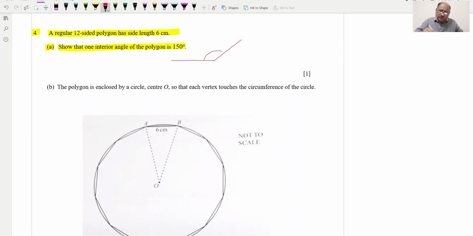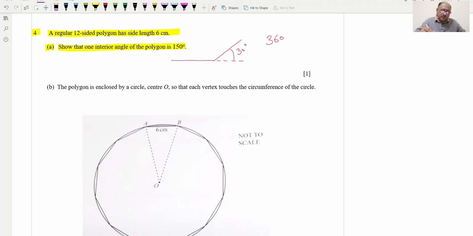So this is the interior angle, which is 150, and we know the rule that the sum of exterior angles is 360. So this angle is 30 degrees, and if we divide 360, show that one interior angle of the polygon is 150. Okay. So this is basically what we know from here.